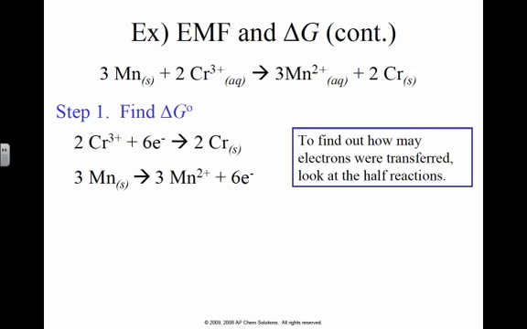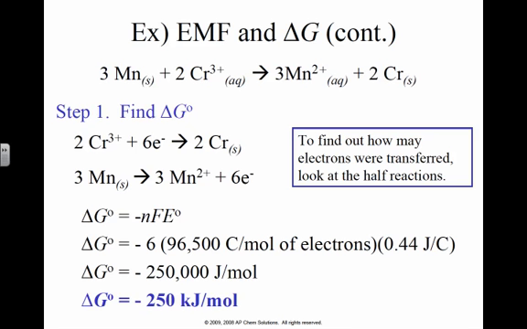And so now we need to plug in everything into our equation. The number of electrons, if you look at the two half reactions, how many electrons are being transferred? The answer is 6. So delta G is going to equal negative 6 times Faraday's constant, which is 96,500 coulombs, times 0.44 volts, but remember volts are joules per coulomb.